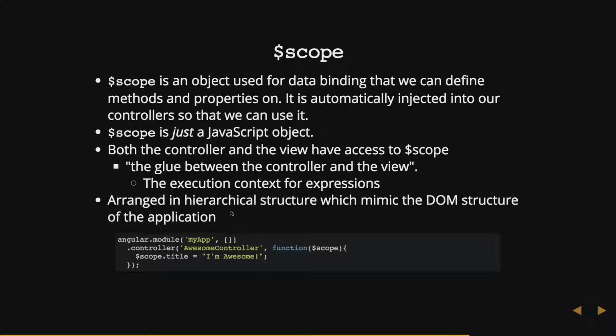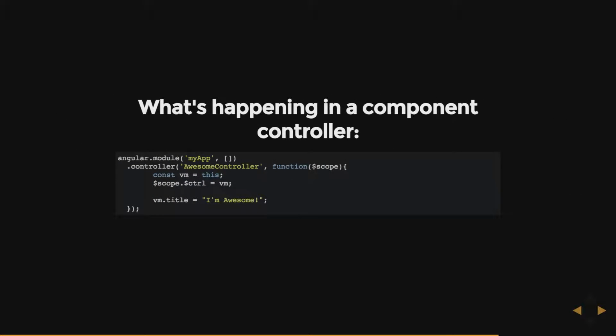But before we get into that, here's just a basic module, and then an awesome controller that injects scope and sets a title. What this would look like in the component world: when you create a component, this is actually what's happening. You don't have to inject scope yourself, and you simply say vm equals this, and then you put everything on vm. But this one line right here, $scope.$control equals vm, is what's happening when you create a component. It is creating that $control variable and setting it equal to the view model.